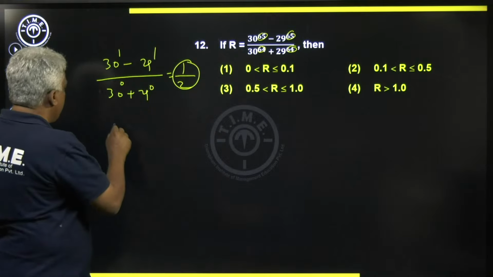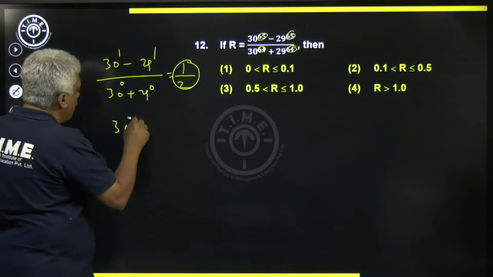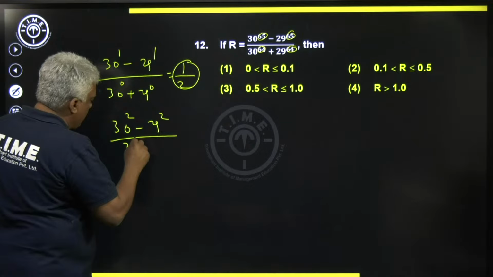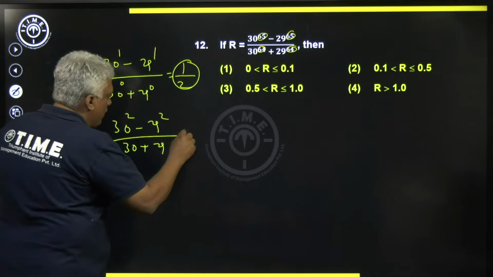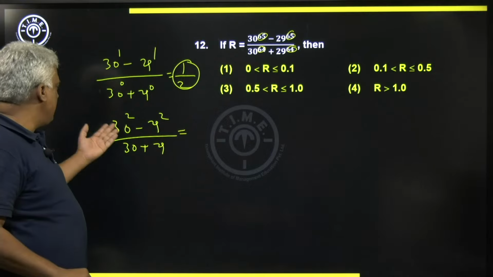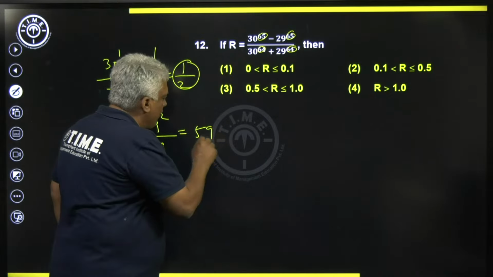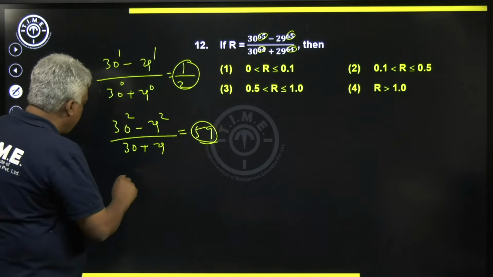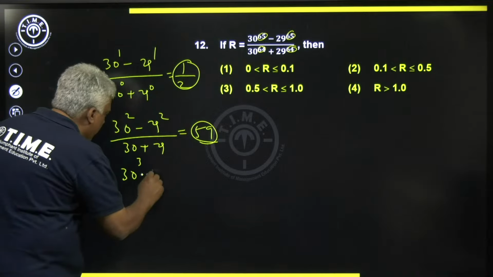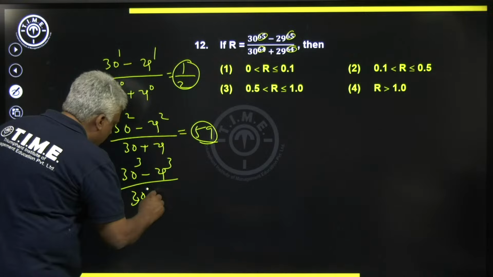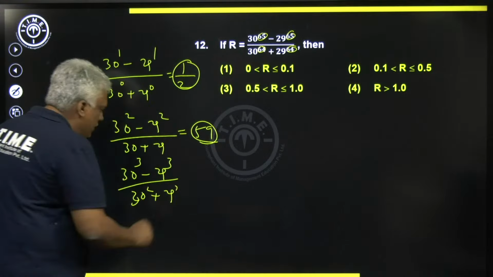If I increase the power, let's say I'm doing 30 to the power 2 minus 29 to the power 2 by 30 to the power 1 plus 29 to the power 1. Now what happened? A plus b into a minus b, a plus b got cancelled. 30 plus 29 got 59. 59 has already crossed 1. If I see 30 to the power 3 minus 29 to the power 3 by 30 square plus 29 square, you see that it will cross.